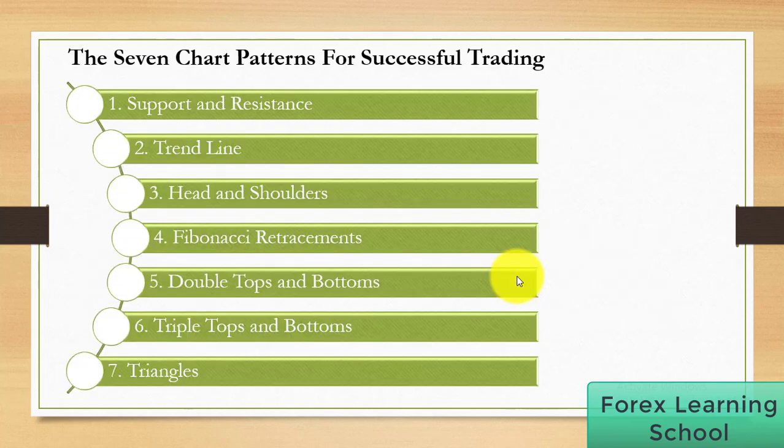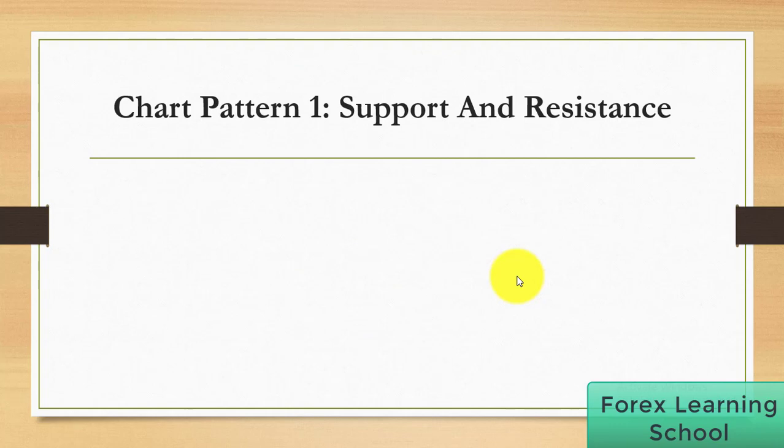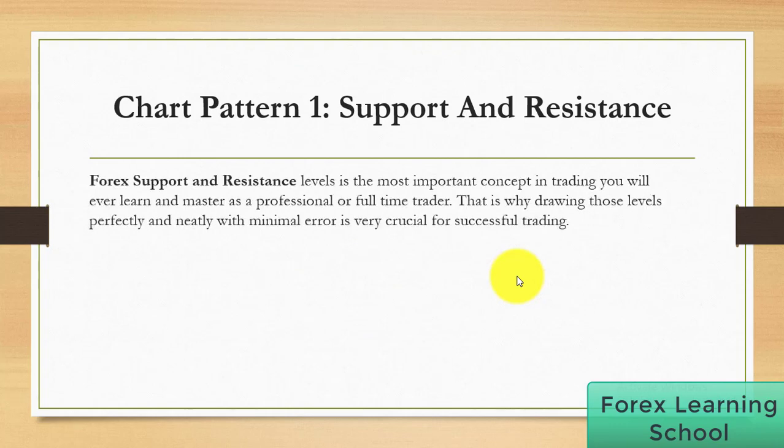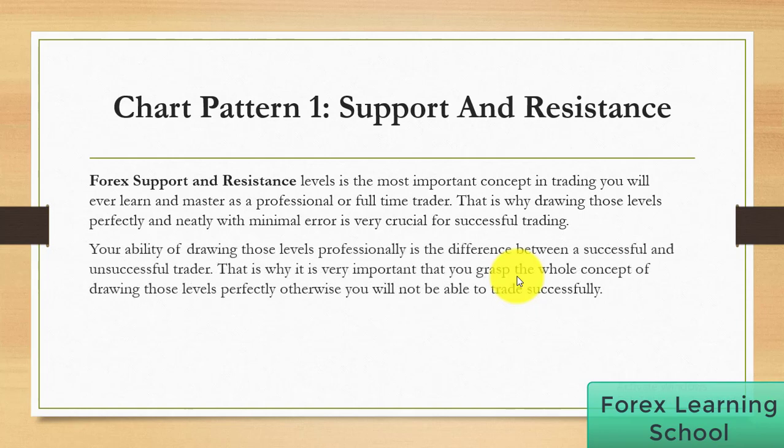Chart pattern 1. Support and resistance. Forex support and resistance levels is the most important concept in trading you will ever learn and master as a professional or full-time trader. That is why drawing those levels perfectly and neatly with minimal error is very crucial for successful trading. Your ability of drawing those levels professionally is the difference between a successful and unsuccessful trader.